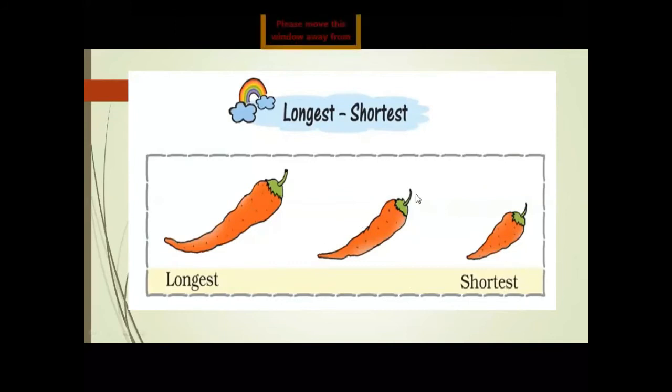And what about this one, the middle one? When we compare this one to it, this one is longer, because we compared these two chilies. This one is longer and this one is shorter. When we compare this chili with the longest chili, this chili is shortest as compared to the longest chili. Is it clear, my dear students? Okay.